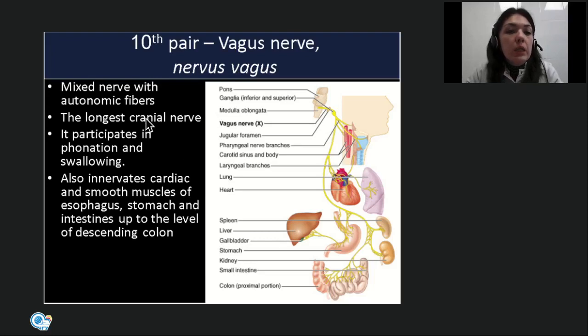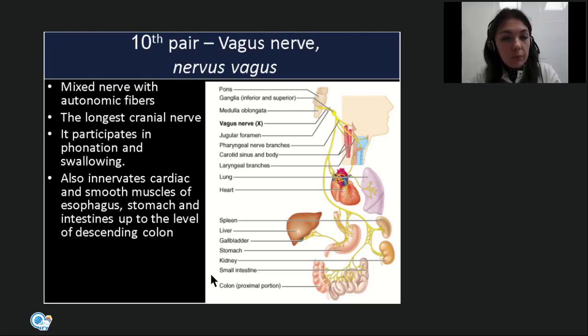So it participates in formation and swallowing, and it also supplies cardiac and smooth muscles of the esophagus, stomach, and intestines up to the level of the descending colon. So not absolutely up to the descending, I told you, it is up to the boundary between the middle and distal 1/3 of the transverse colon.